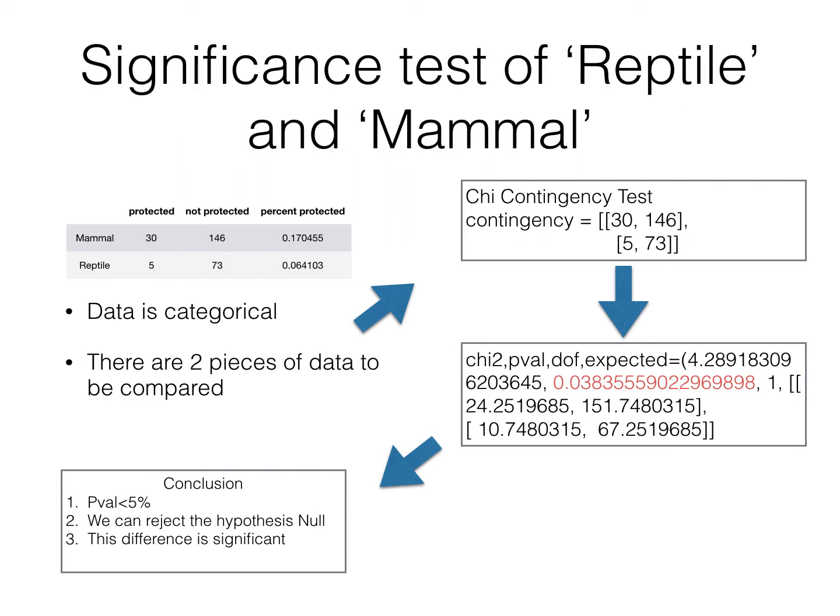If we run another test of reptile and mammal, we can easily jump to the conclusion. The p-value is 3.8%, which is less than 5%, so we can reject the hypothesis now. The difference is significant. The final part of my keynote is about sheep protection.